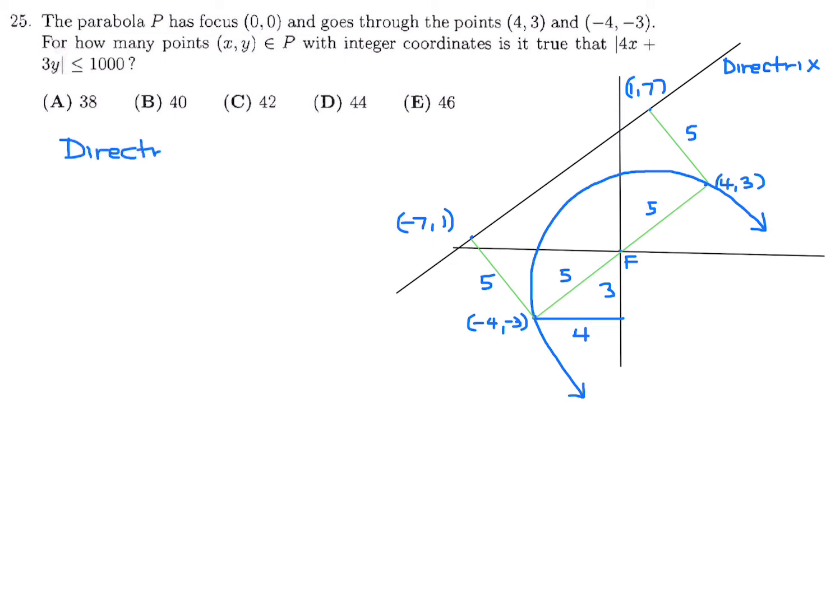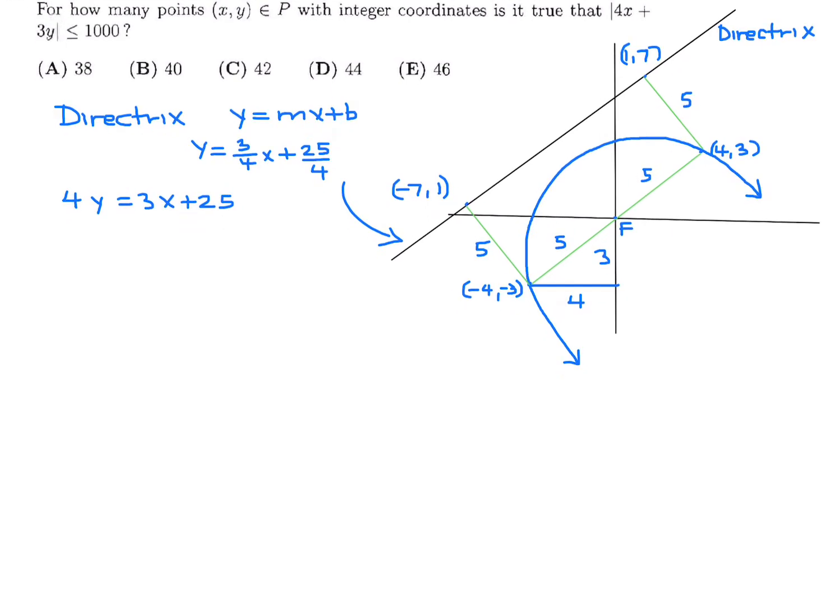I'll let you do that. There are 2 points, and all you have to do is substitute those 2 points into y = mx + b, and you'll get the equation. When you do, you get y = 3/4 x + 25/4. That's the equation of this line right here, the directrix. Multiply through by 4, and you'll get 4y = 3x + 25.